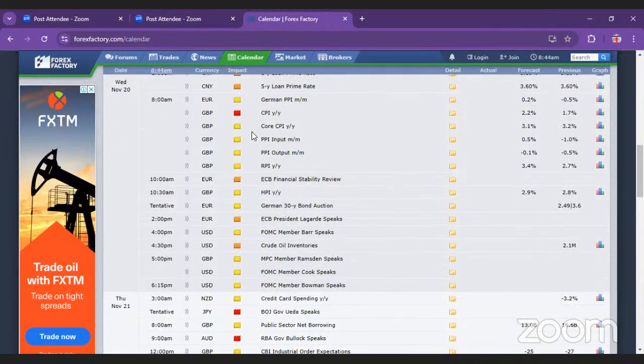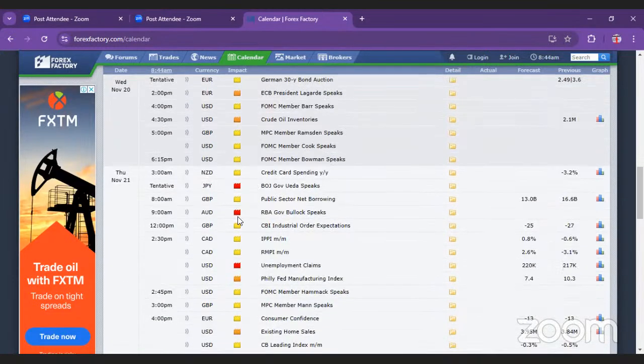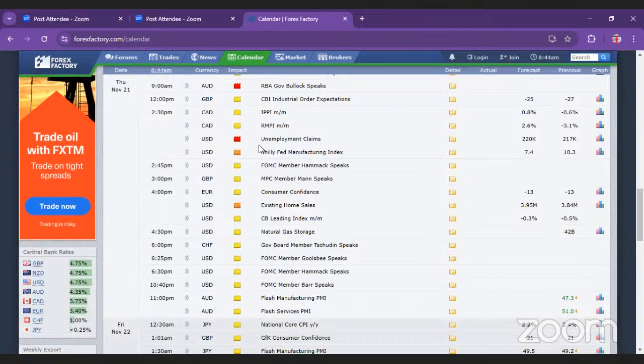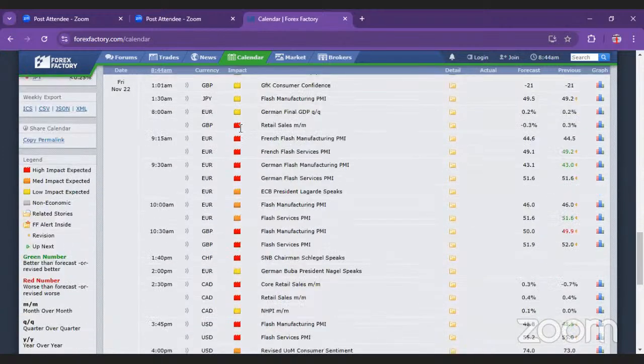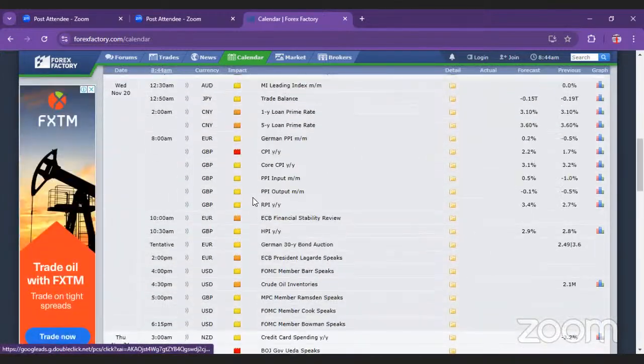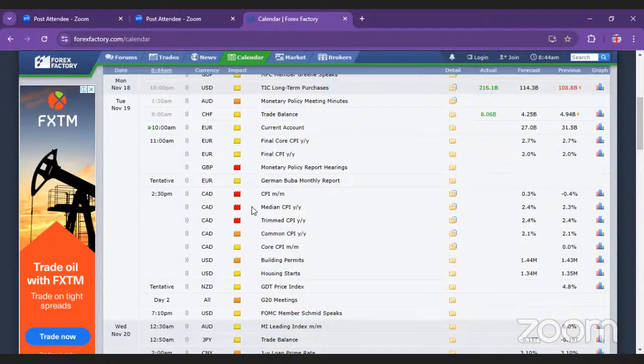Then tomorrow we have CPI on the pound. Nope, we have another one on the Aussie. RBA Governor Bullock speaks by 9 a.m. So I don't know if it would come out during our market follow session, but we're going to see what that does. We also have unemployment claims coming out by 2:30 p.m. on the 21st, and all of these other high impact news on currency pairs like the pound and the euro. So for today, the only high impact that we have is on the Canadian currency, and it's coming out by 2:30 p.m.